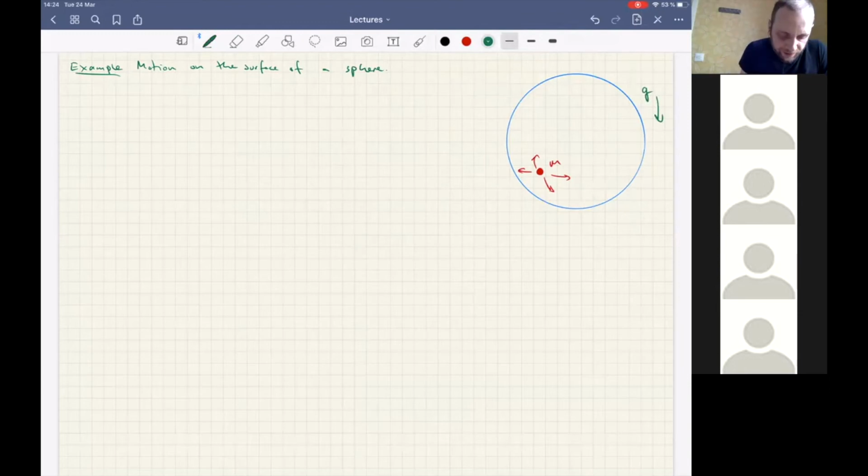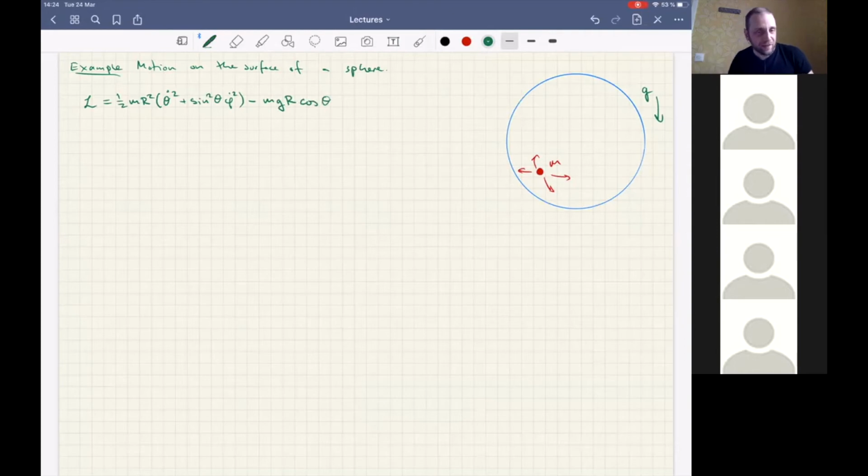So the Lagrangian in this case is going to be given by 1/2 m r squared (theta dot squared plus sine squared theta phi dot squared) minus m g r cosine theta. You can arrive at this Lagrangian by considering first the motion in 3 dimensions and doing the effective potential as we did during the first hour.